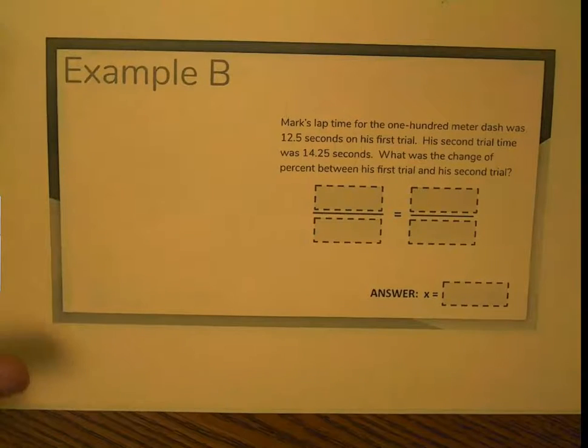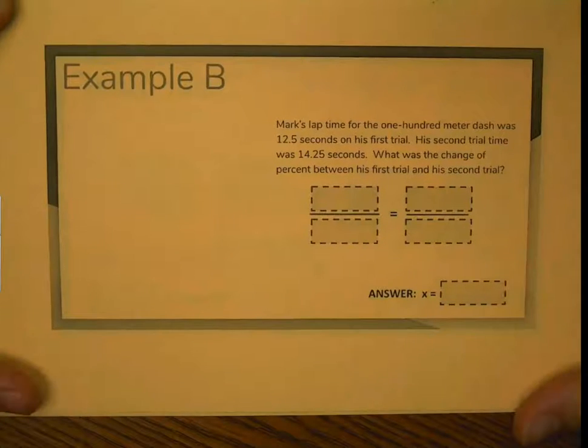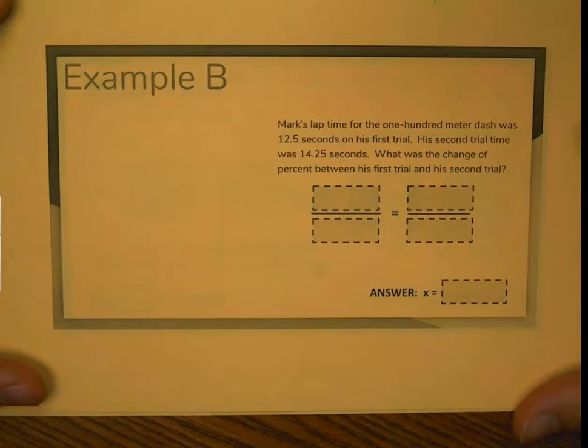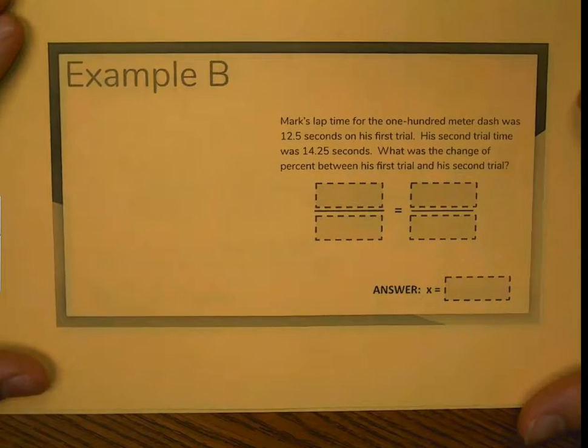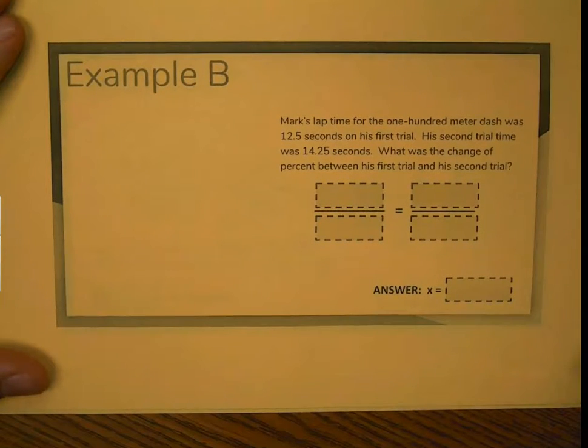Alright, now we have example B. This one is a word problem, which is fine. We still use the exact same steps. It says Mark's lap time for the 100-meter dash was 12.5 seconds on his first trial. His second trial time was 14.25 seconds. What was the change in percent between his first trial and second trial?